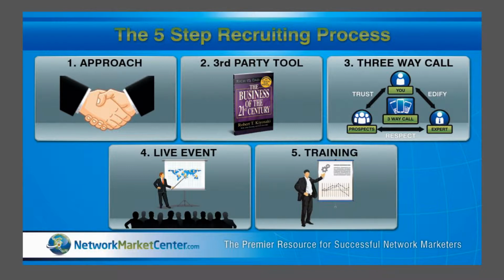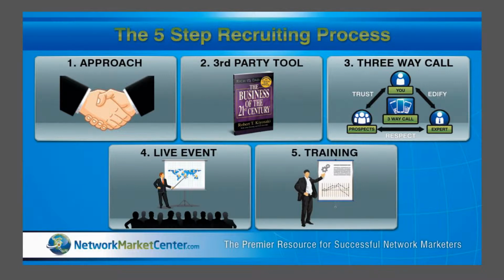Now let me explain. The first one is approach. That's you got to meet somebody, build rapport, get contact information, do something to initiate the communication. And the second one is you want to give them a third-party tool. Now in this example, we're using the Business of the 21st Century book. However, it can be any product that you use to educate people on your business opportunity for your company.